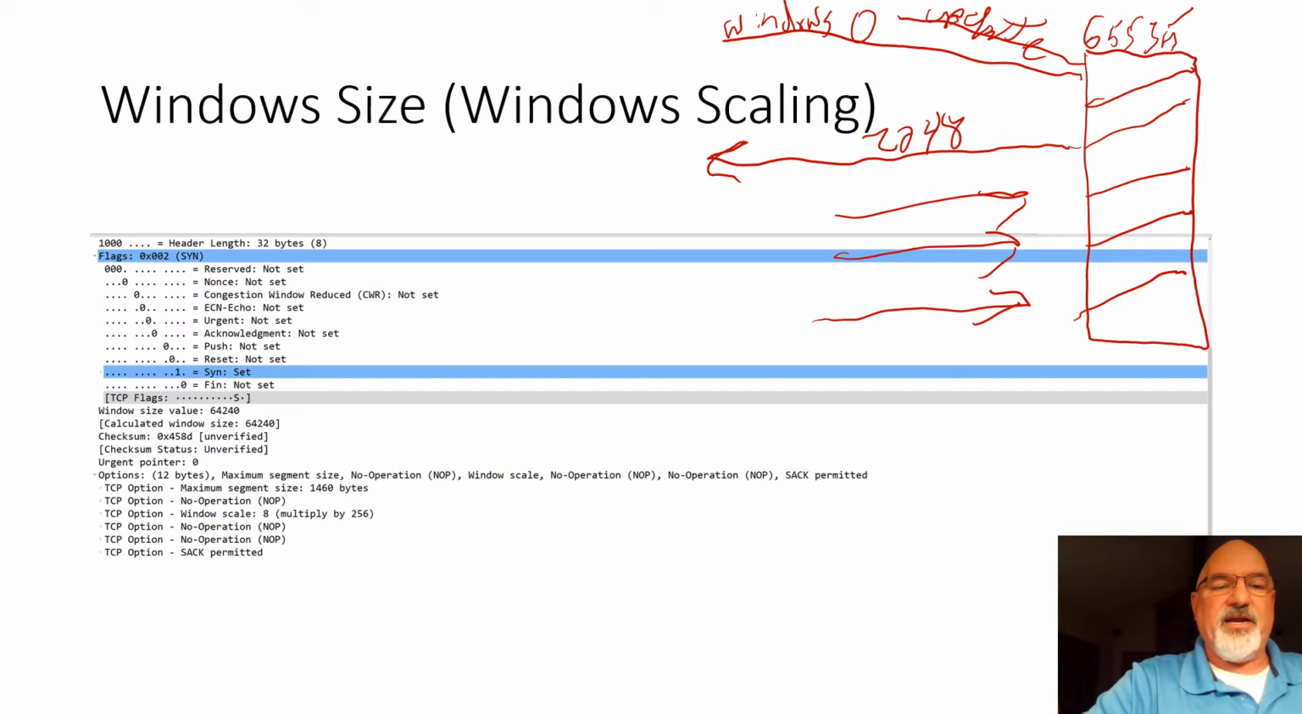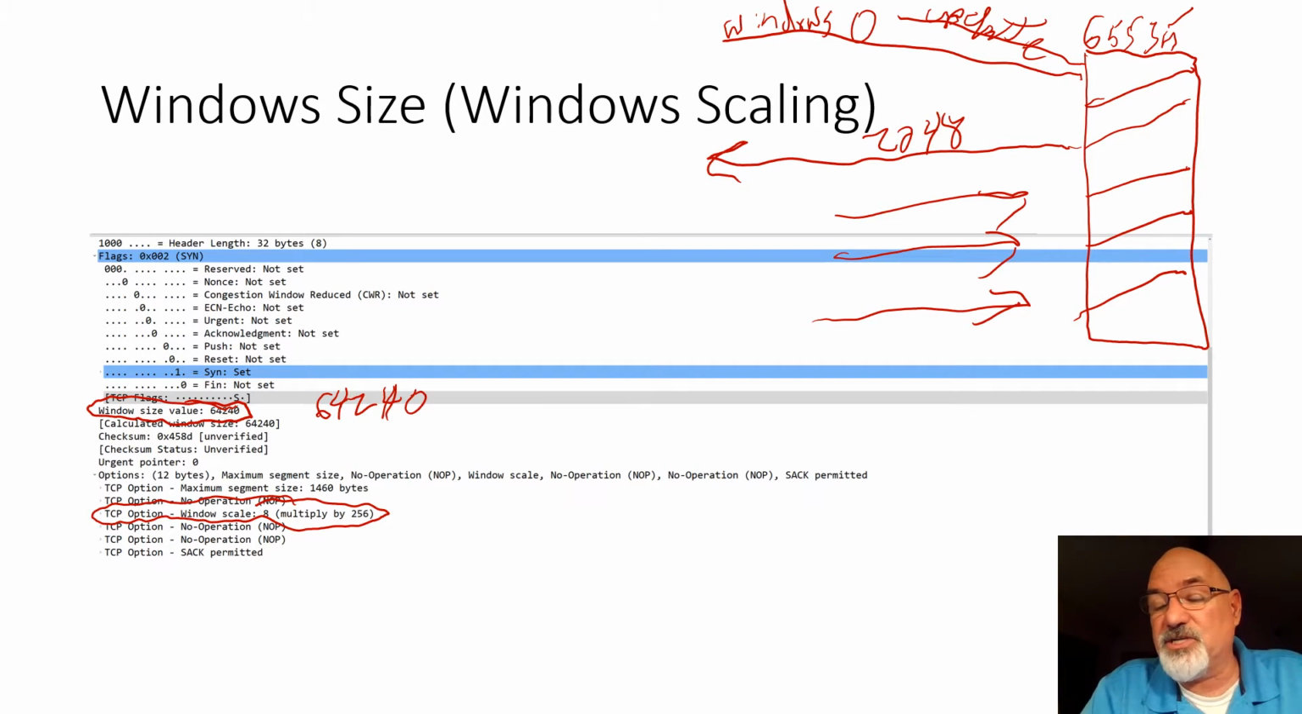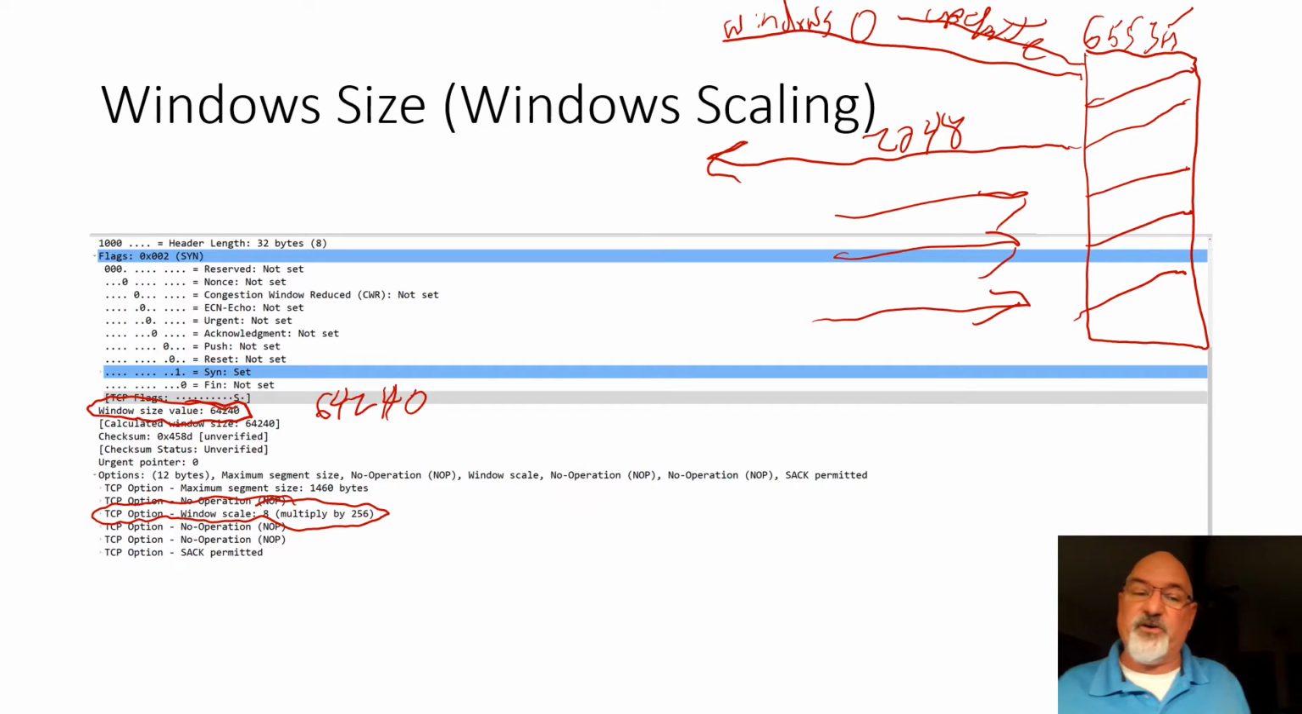And again, you can see right here, you have your Windows size value, 64,240. Okay, but then you have this Windows scale. This right here, if you see this in both packets, both the SYN and the SYN-ACK, what this is telling you is that it's ready to do Windows scaling, and it has receive side scaling turned on. So you can send me, I have a bigger buffer available to me, right? And so that's really important to pay attention to when you see these kind of things.